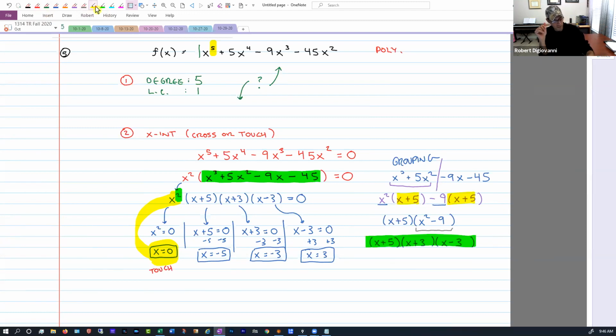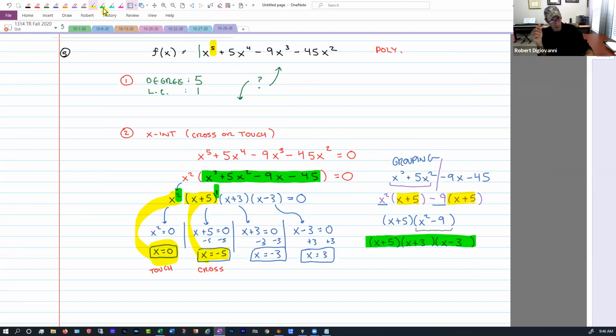For the next one, at -5, I go back up to the factor. Here's the factor it came from. And I look at the power on that factor. Now, the power is not written, so we have to understand that it's a 1. And because it's a 1, 1 is an odd number, that means we're going to cross.